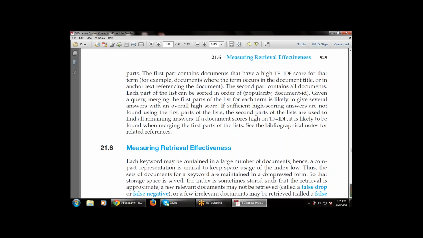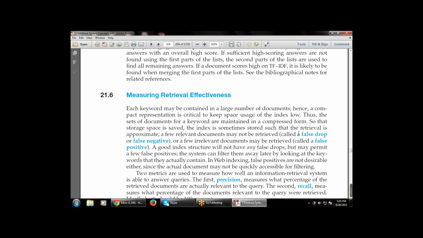Thus the set of documents for a keyword is maintained in a compressed form, so that storage space is saved. The index is sometimes stored such that the retrieval is approximate, and a few relevant documents may not be retrieved, for example a false drop or false negative, and a few irrelevant documents may be retrieved, which is known as a false positive, that is irrelevant information.